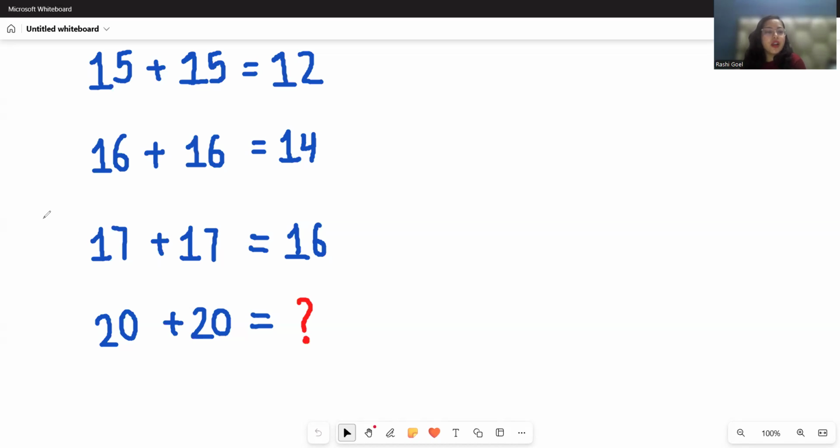So we have given 15 plus 15 is equal to 12, 16 plus 16 is equal to 14, 17 plus 17 is equal to 16. So from this pattern, 20 plus 20 is what? Can you find the number that fills this logical sequence? Comment what number you found and watch my solution in this video.